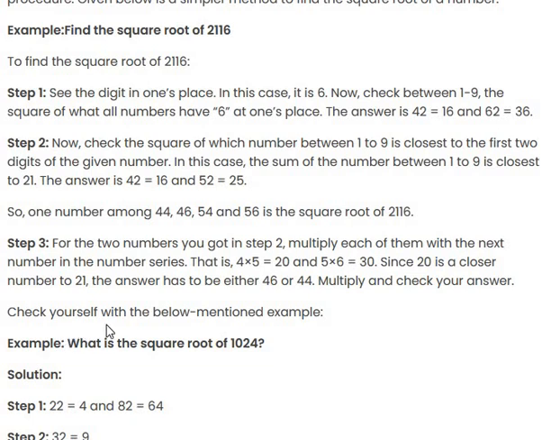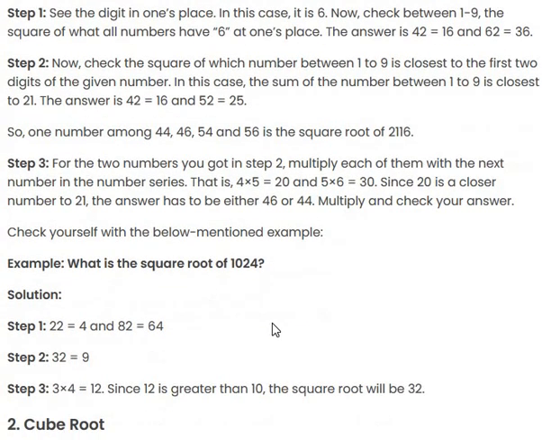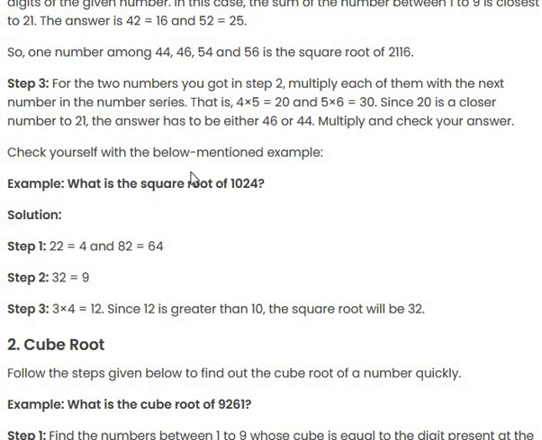Check yourself with the below mentioned example. Example: what is the square root of 1024? Solution. Step 1, 2 squared is equal to 4, and 8 squared is equal to 64. Step 2, 3 squared is equal to 9. Step 3, 3 into 4 is equal to 12. Since 12 is greater than 10, the square root will be equal to 32.